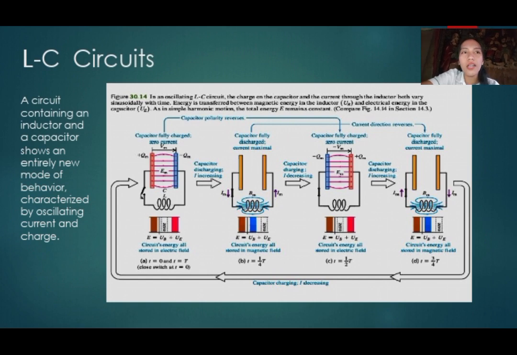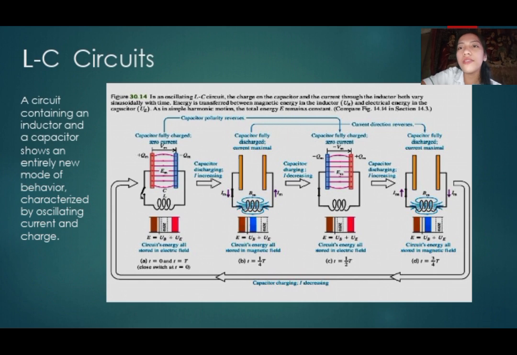And we do have the oscillations in LC circuits. The oscillation in an LC circuit occurs because energy is conserved and alternates between the capacitor and the inductor. This principle is used in radio tuners and signal generators. Now let's move on to the LRC circuit.